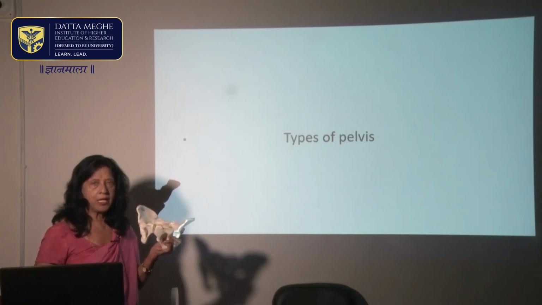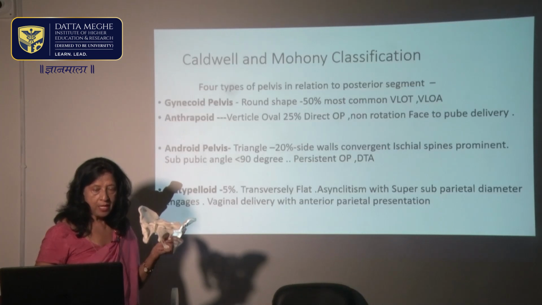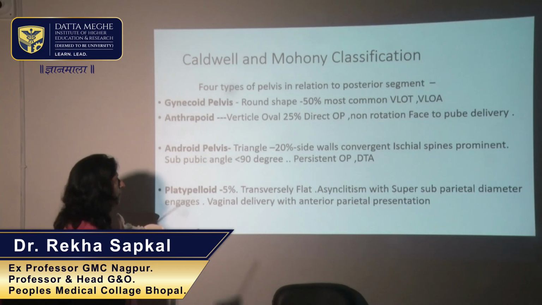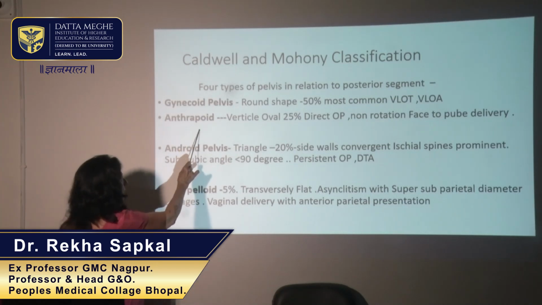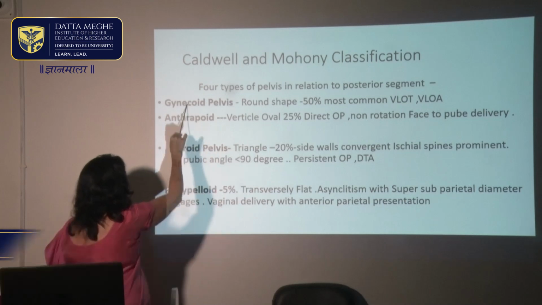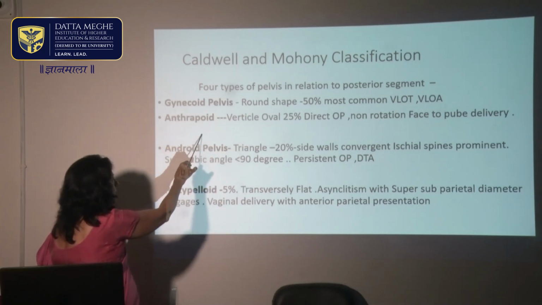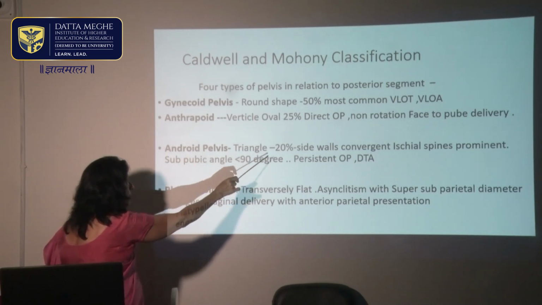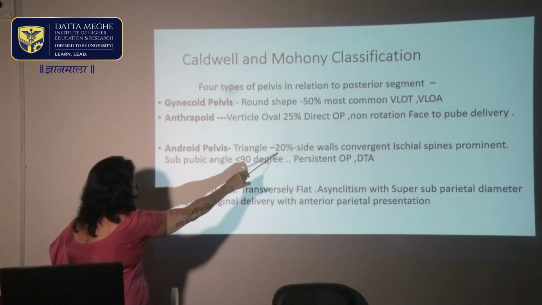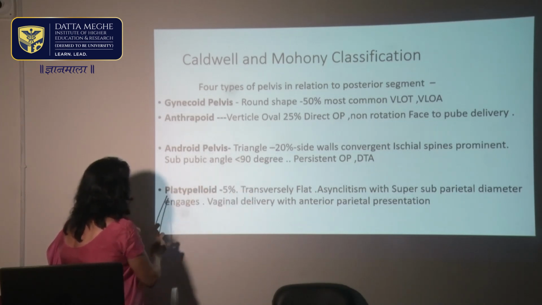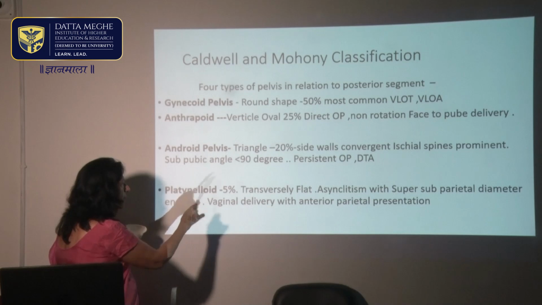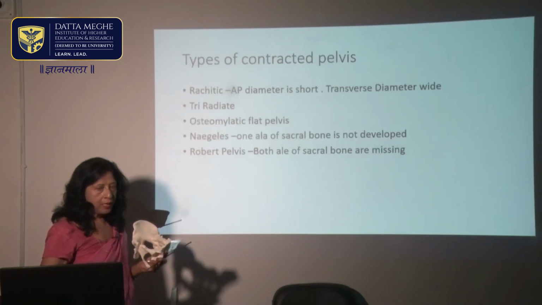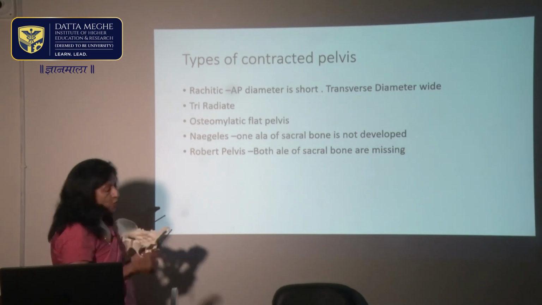Types of the pelvis, broadly for the practical examination you should remember, that is what I have shown in this slide. Gynecoid pelvis is the female pelvis, 50% of cases. Next in order is anthropoid pelvis, 25%. In these two pelvises, normal delivery occurs. This one is contracted, male type of pelvis. Triangle pelvis, triangle inlet, 20%. The subpubic angle is very, very narrow, and platypelloid pelvis means the AP diameter of the inlet is narrow, it is oval. These are the types of contracted pelvis.